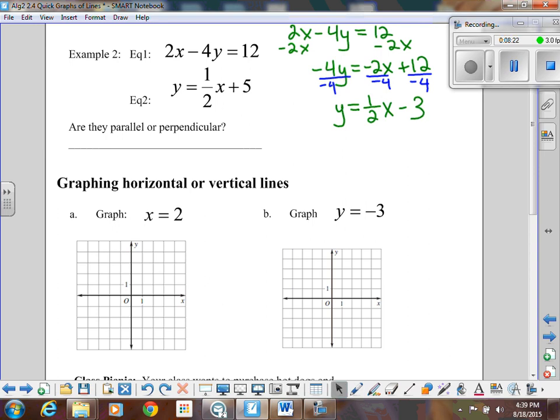So now it's a lot easier to compare the slope. Here's the slope of this line, and then I'm going to circle the slope of the other line. Notice that they're both exactly the same, so that means that these lines are parallel.